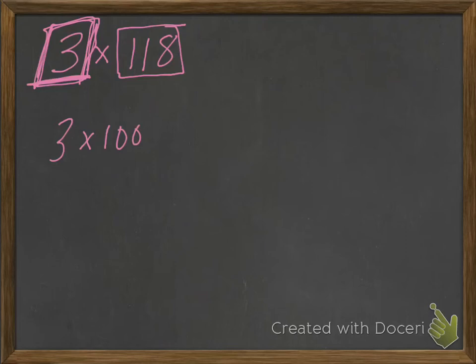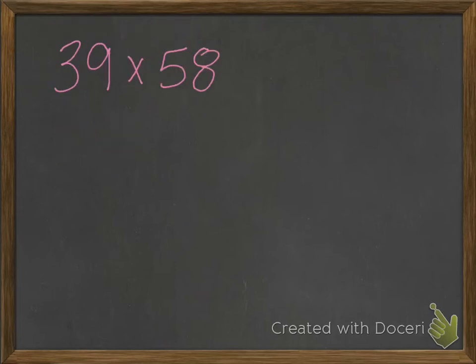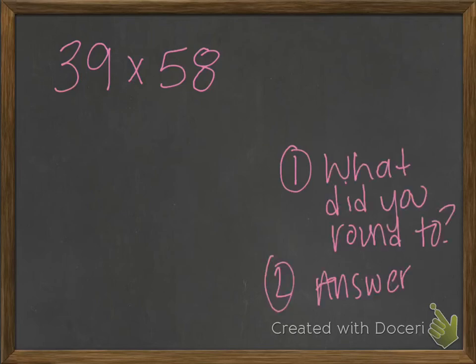All right, so your first quiz question will be 39 times 58. So we're going to do 2 quiz questions instead of 3. First, I want you to tell me what you round to. And the second quiz question for this one, I want you to tell me the answer you got. So go ahead and solve that.